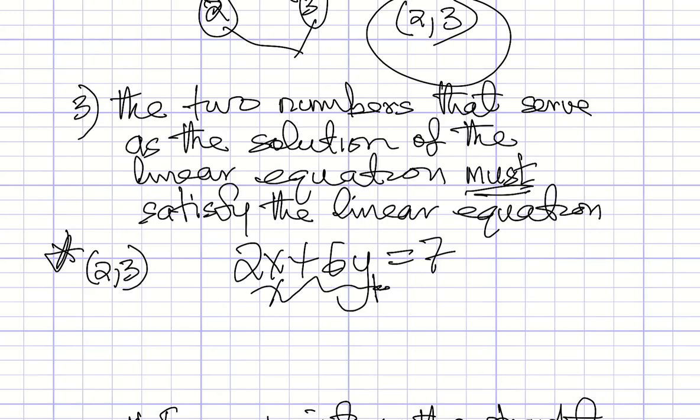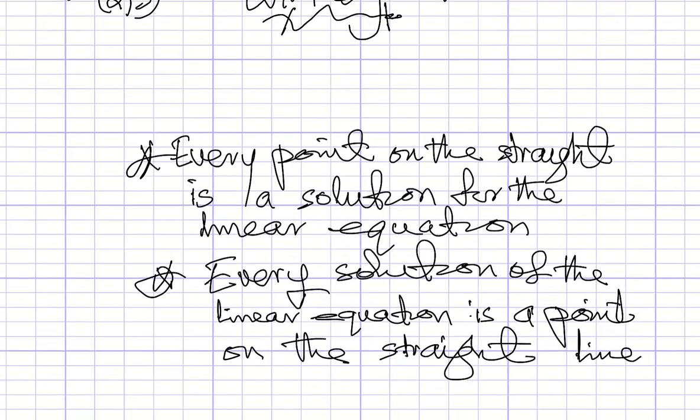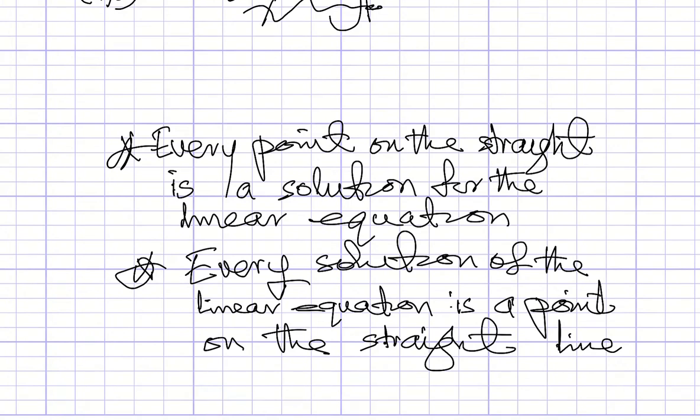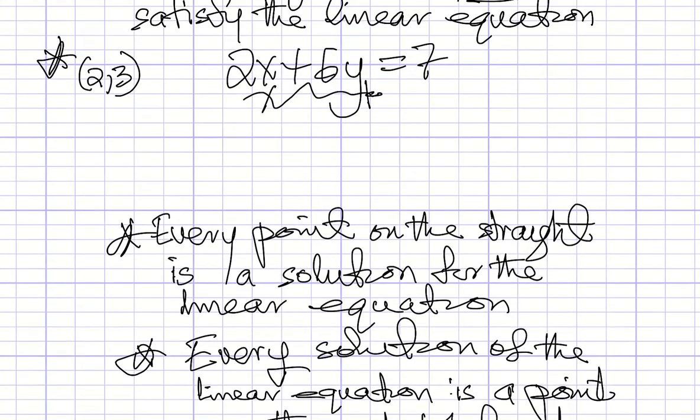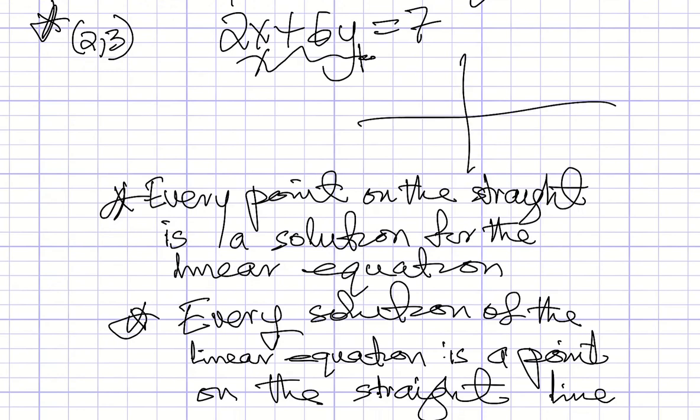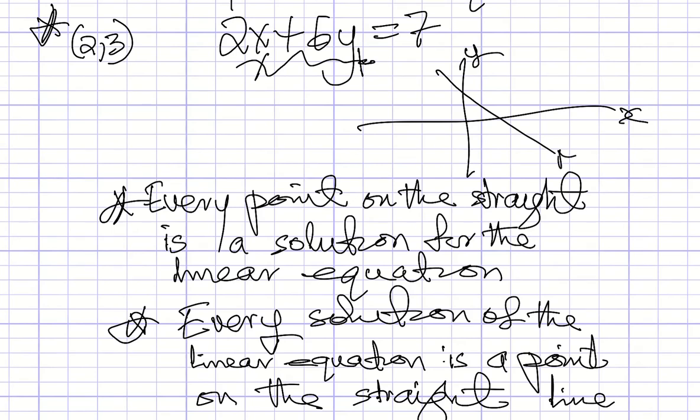That's all that is saying. And then listen, every point on the straight line is a solution for the linear equation that straight line represents. And every solution of the linear equation is a point on the straight line. You recall that we talked about that. Let's say you have this Cartesian coordinate system, x and y, and this is a line. Of course, this line here has x and y as the variables, right?